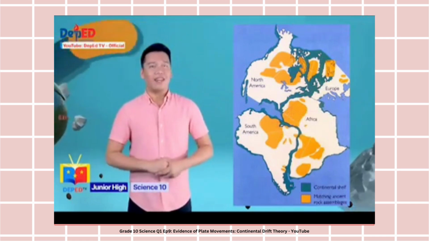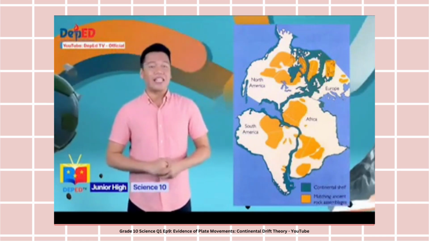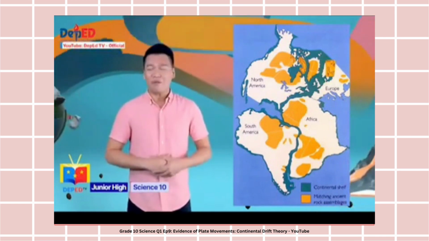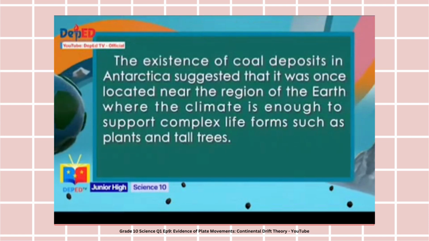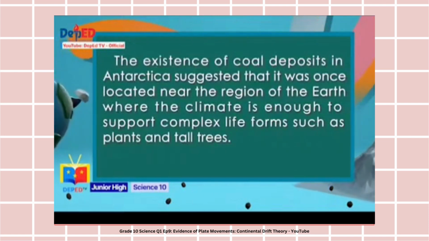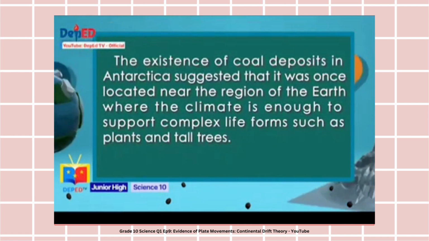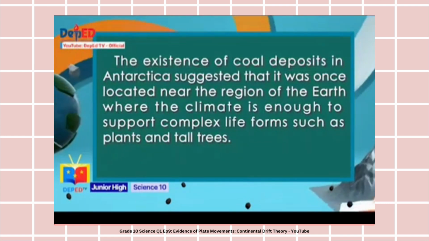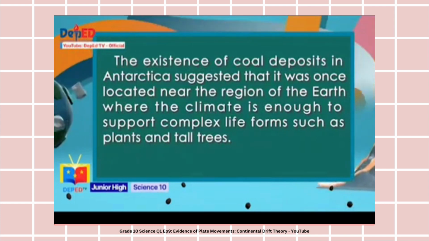Glaciers carve rocks and leave marks as they move. In this evidence, scientists can determine the direction of movement of each continent. In addition, the existence of coal deposits in Antarctica suggested that it was once located near the region of the Earth where the climate is warm enough to support complex life forms such as plants and tall trees.